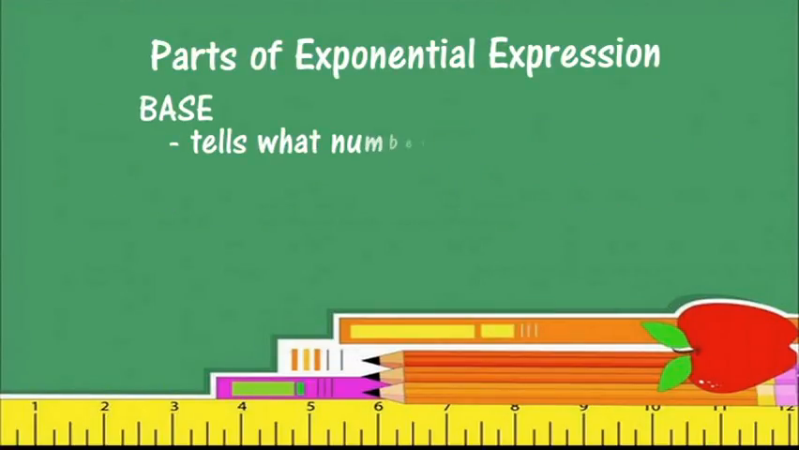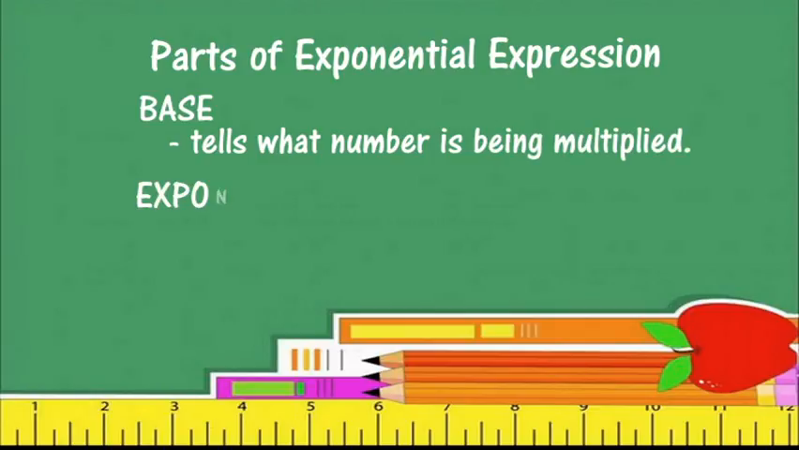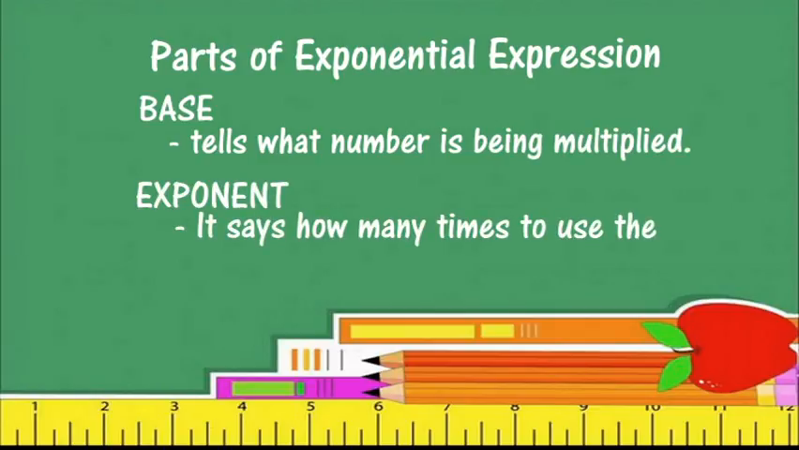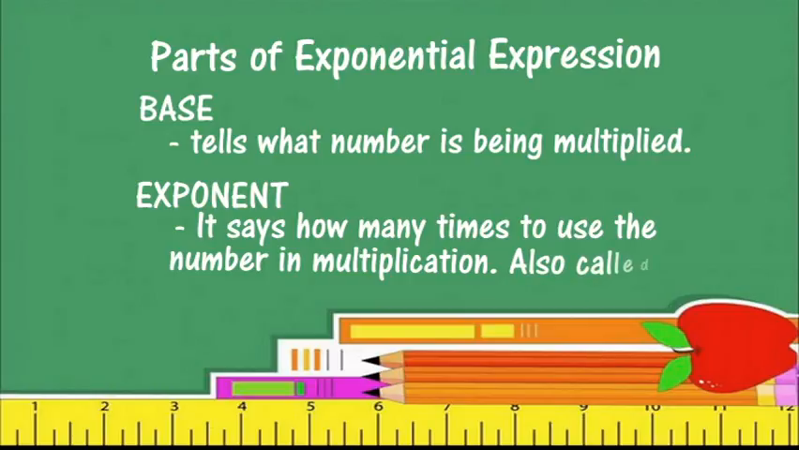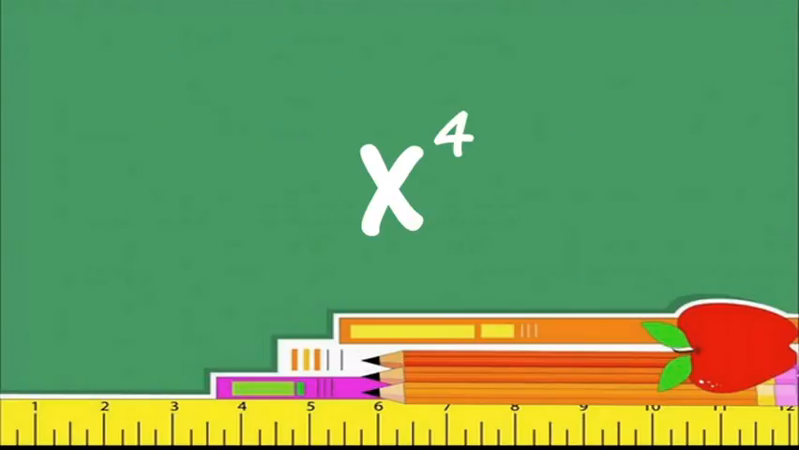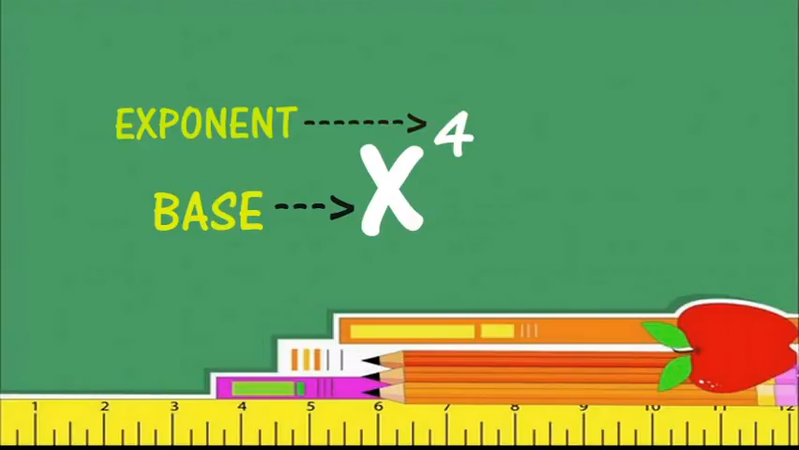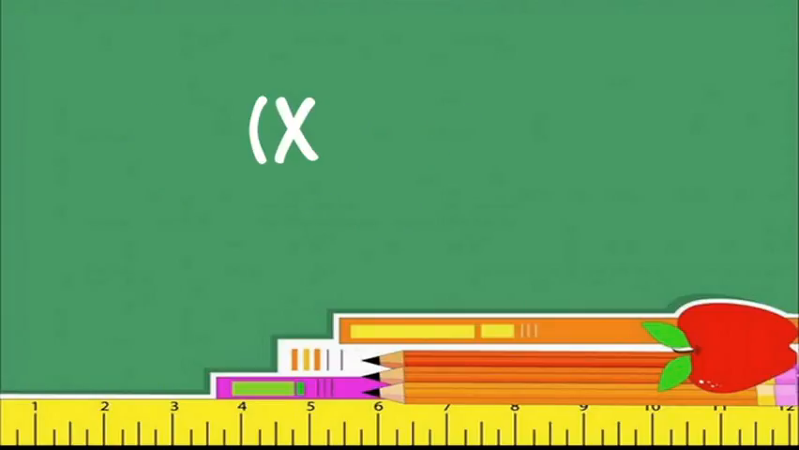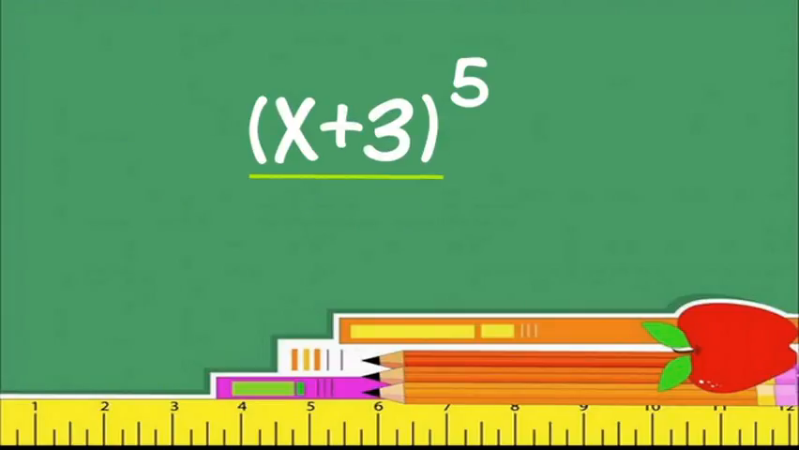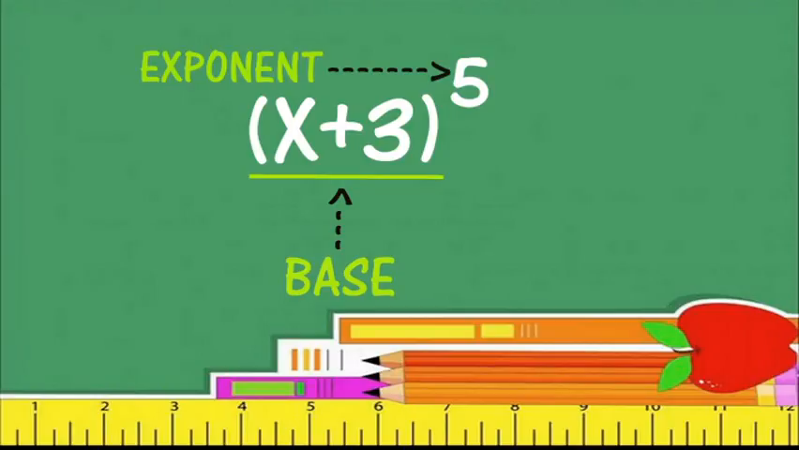The base tells you what number is being multiplied, and the exponent says how many times to use the number in multiplication. It is also called powers or indices. In the expression x raised to 4, x is the base and 4 is the exponent. In the quantity x plus 3 raised to 5, the x plus 3 is the base and 5 is the exponent.